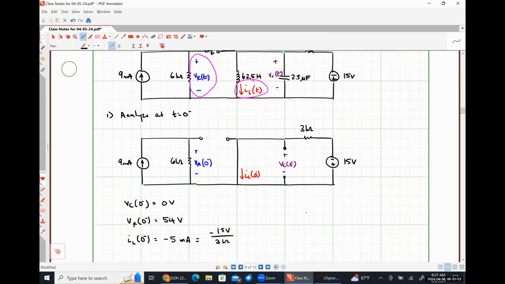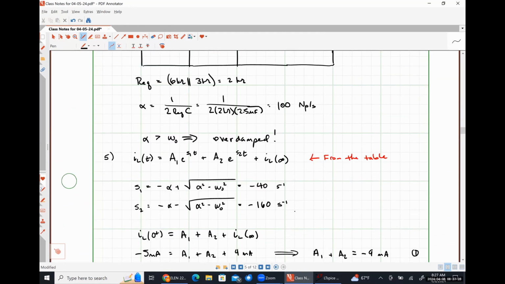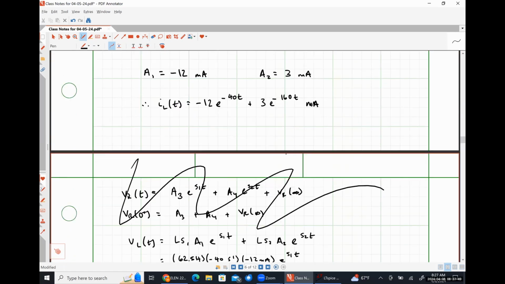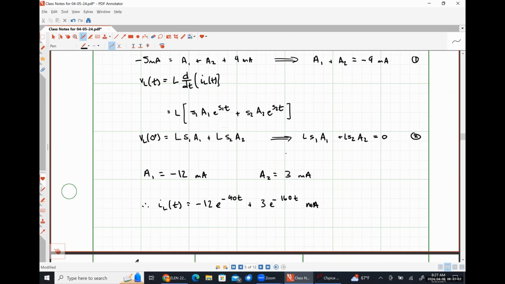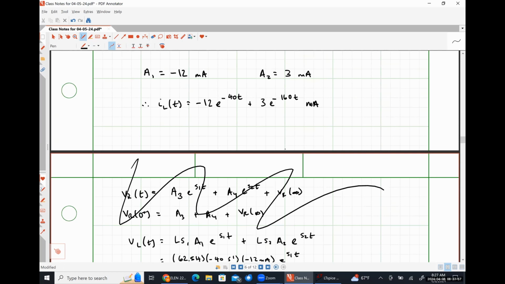So if we go back here to our expression for IL of t, we have A1 e to the S1t plus A2 e to the S2t plus IL at infinity. What I forgot, and this is a very, very common mistake, was to add the IL at infinity part, right? So at t is equal to infinity, our inductor current was positive 4 milliamps. So all I really need to do is just tack on a plus 4 milliamps here.